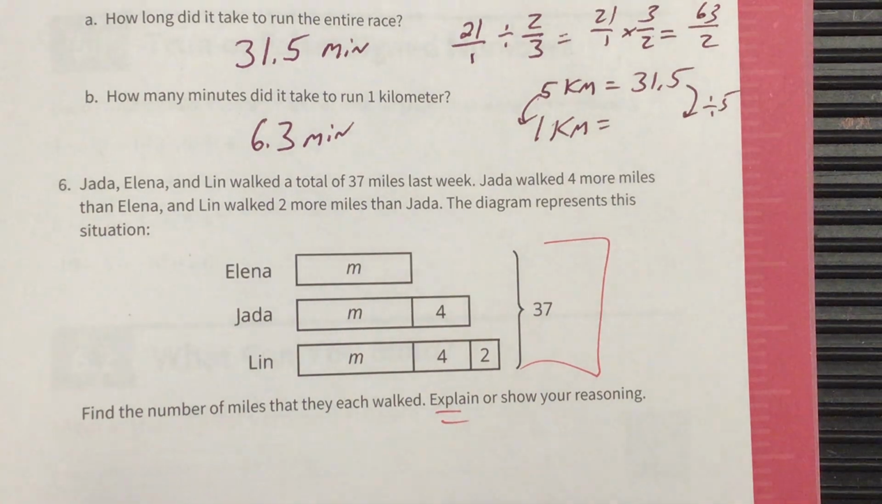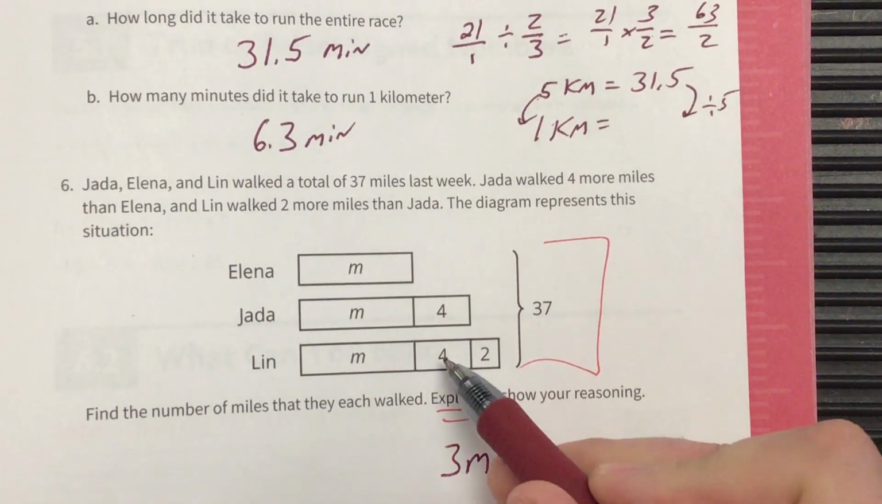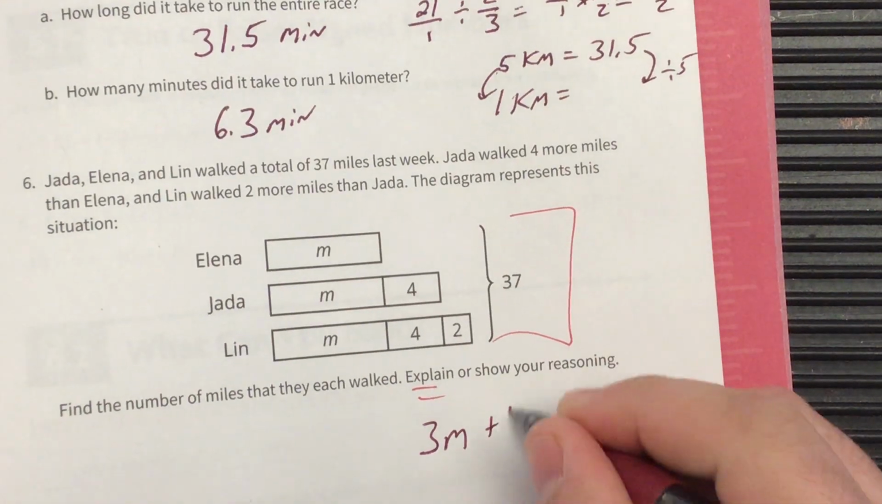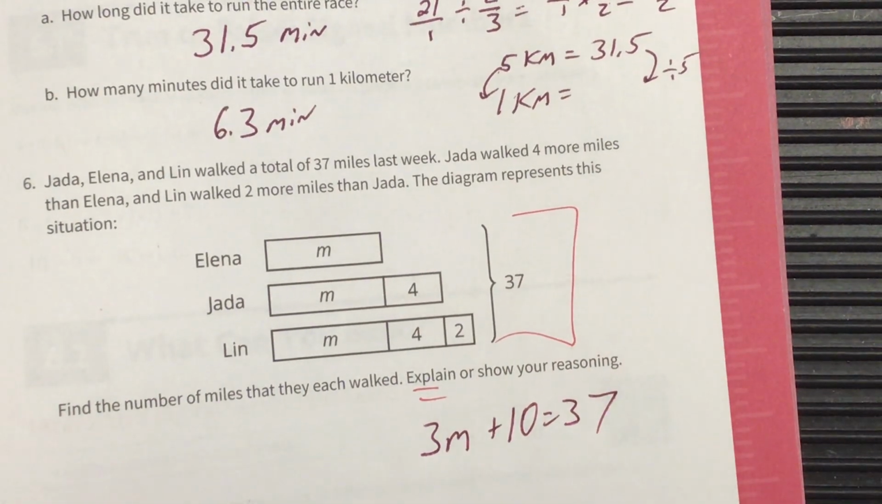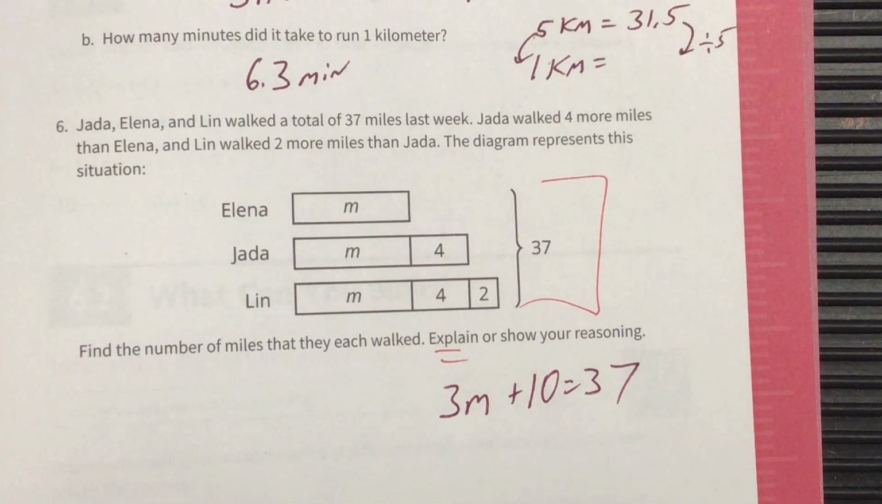So how many M's do I have? 3 M. And how about 4, 4, and 2? That's 10. They walk a total of 37. So there would be my equation from that information. To solve that, Georgia, what's my first step?